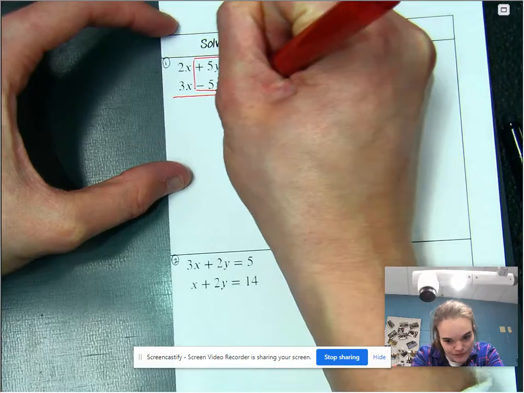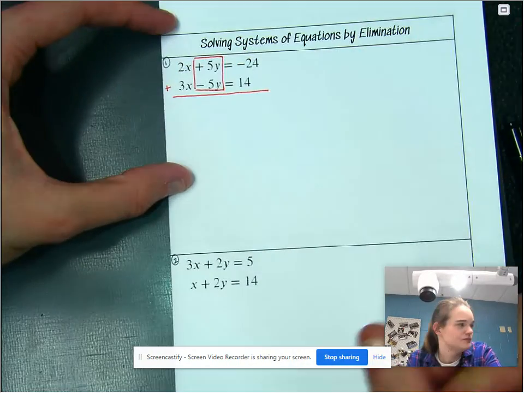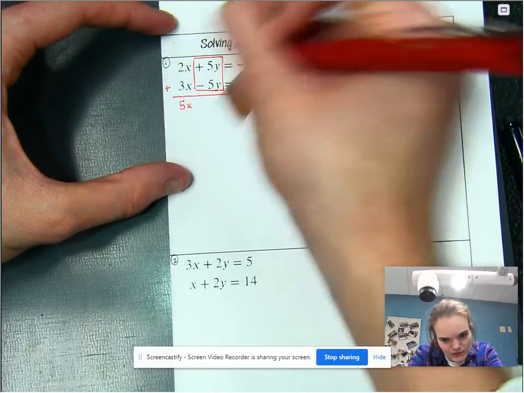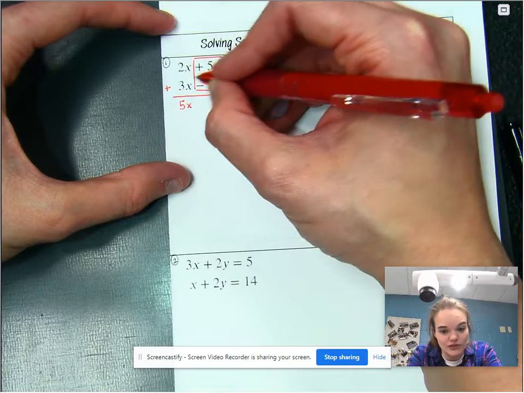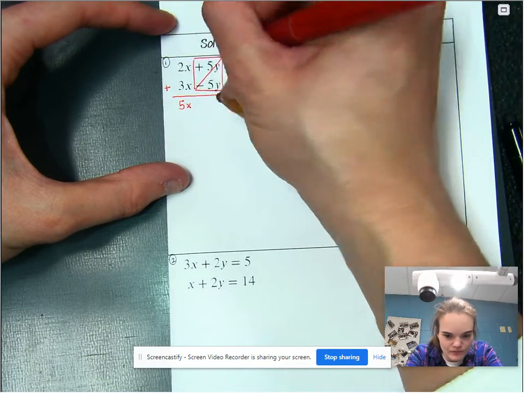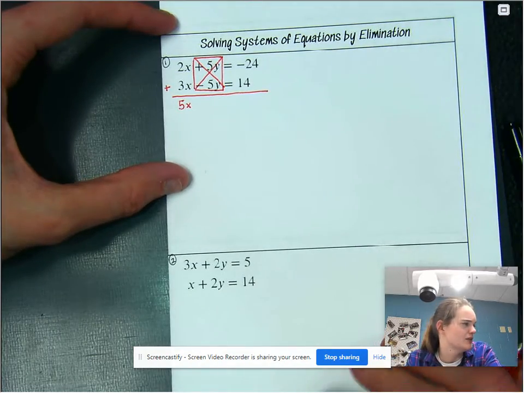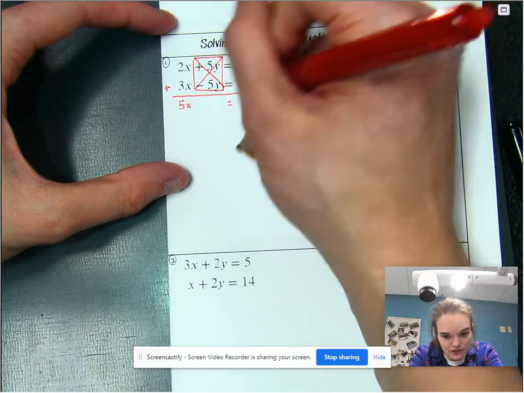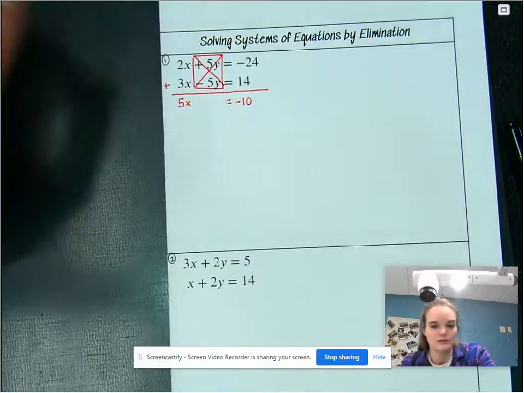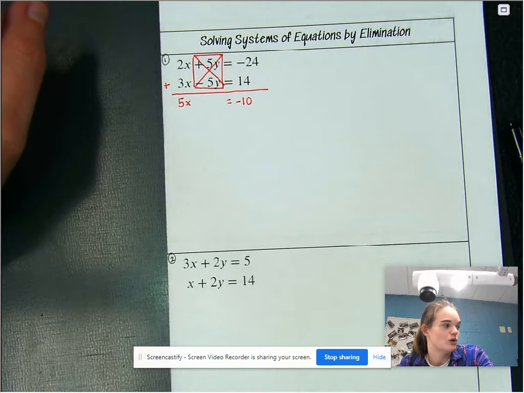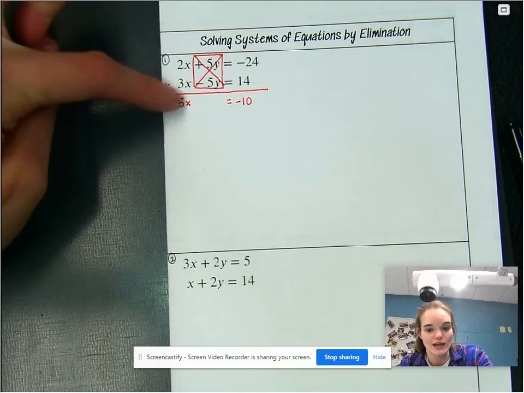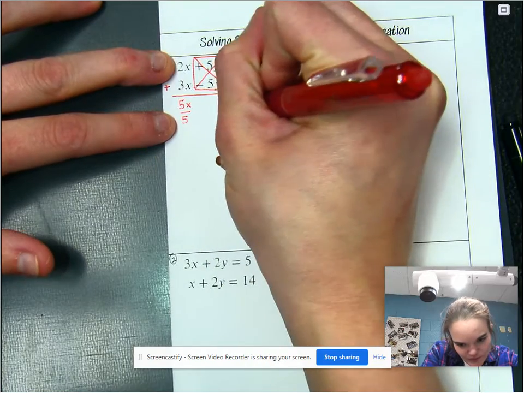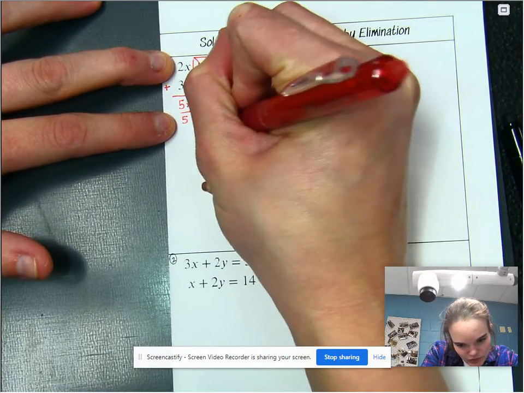After I do that, I'm going to add straight down. 2x plus 3x is 5x. 5y plus negative 5y is 0y, so I do not bring it down. Equals negative 24 plus 14 is negative 10. The goal is to get one of them gone, eliminated, so I should only have one variable. Now I'm going to divide by 5. So x equals negative 2.